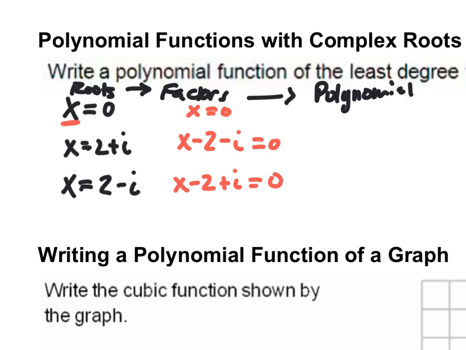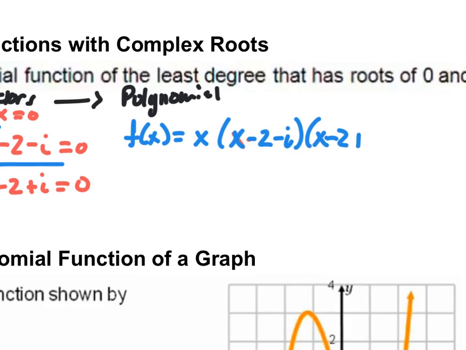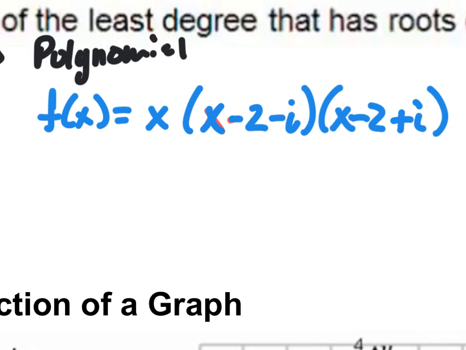All right, so what I'm going to get then, I'm going to write f of x is equal to my first one, x, okay? My second one, x minus 2 minus i, and then times x minus 2 plus i. Okay? And you could leave it like that, but let's go ahead and just multiply it out. So what I would do, let me multiply these two parts first, okay?